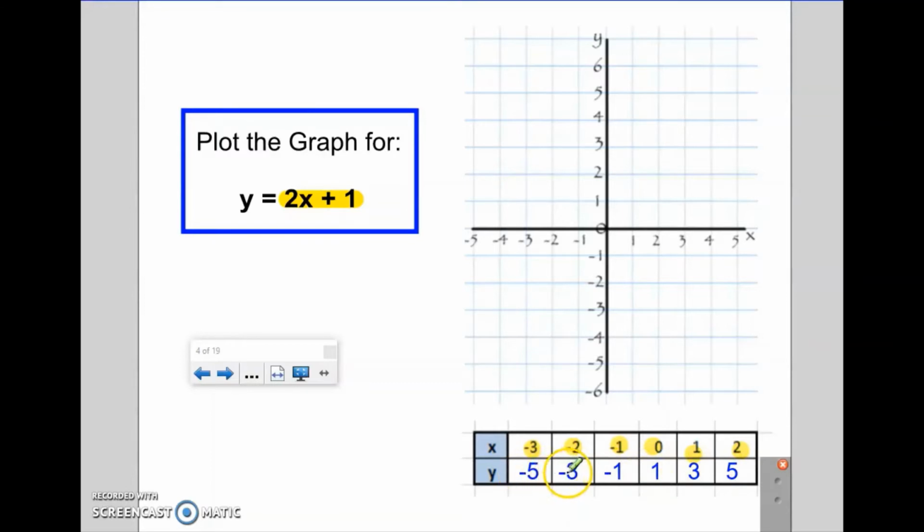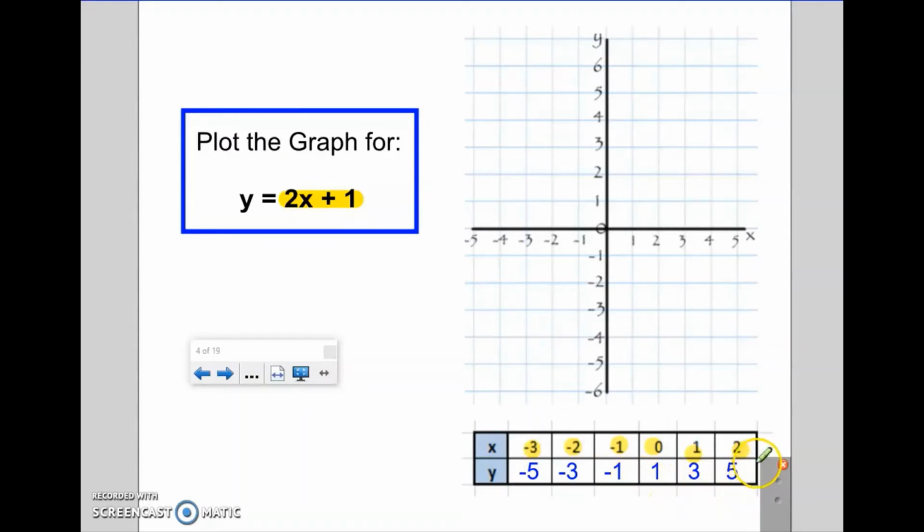That is increasing by 2 each time. So once we've worked out maybe 3 or 4 of the values, we could predict the remaining values in the table by looking for a relationship or a pattern. That would always be the case when we're dealing with linear graphs, straight line graphs.